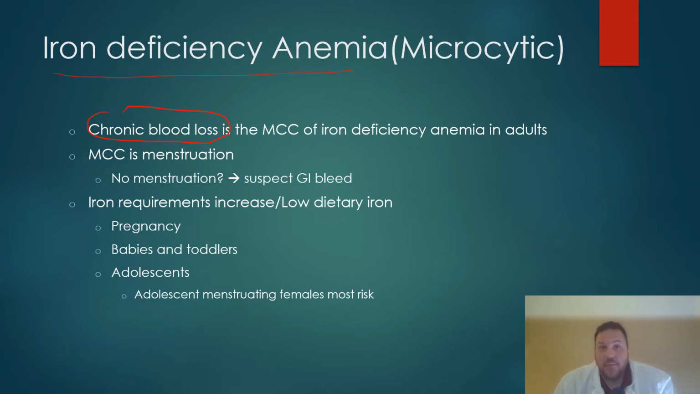Well, if it's a menstruating female, I would assume that menstruation is the cause, right? However, if it's a postmenopausal woman, or if it's an adult male, then menstruation is not there, so you're going to suspect a chronic GI bleed. There are certain cases where iron requirements are increased or there's low dietary iron. In those cases, you can also see iron deficiency anemia. One of those is pregnancy, and a pregnant patient requires a high amount of iron per day. Babies and toddlers, they're growing, so they're going to need more iron. Adolescents are also growing, but adolescent females also menstruate while they're growing, so they're at most risk.